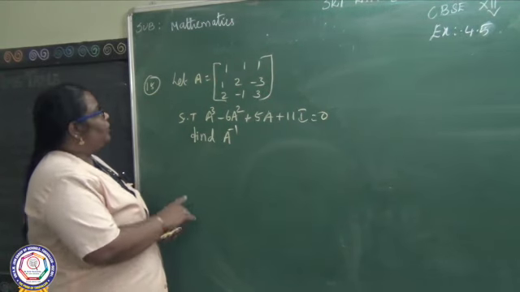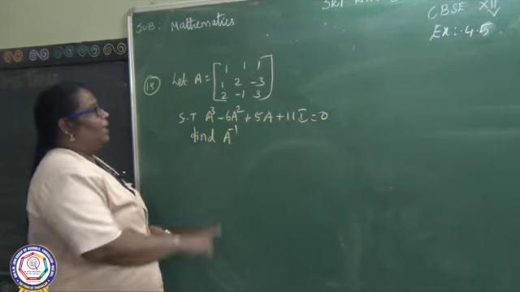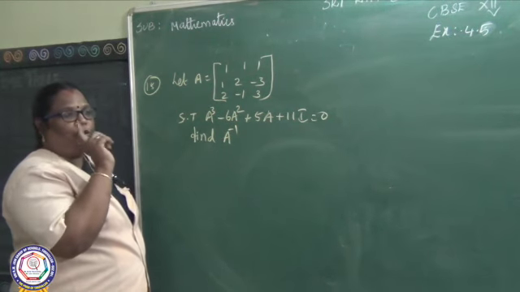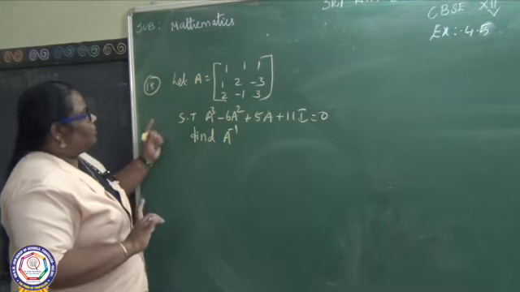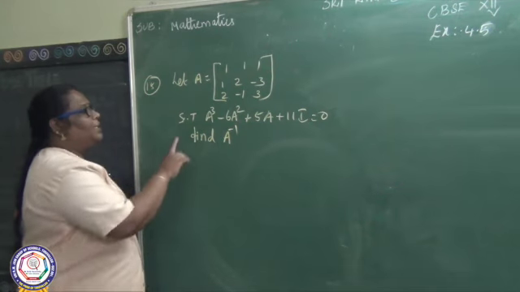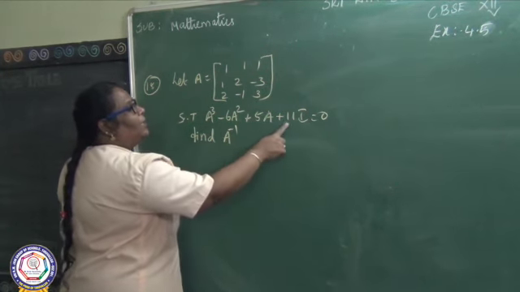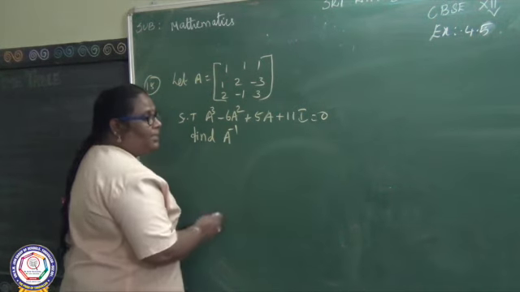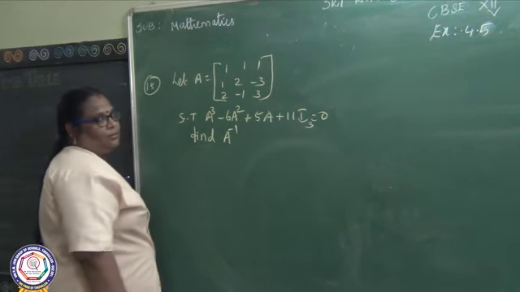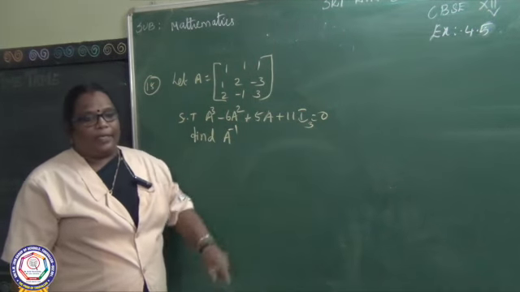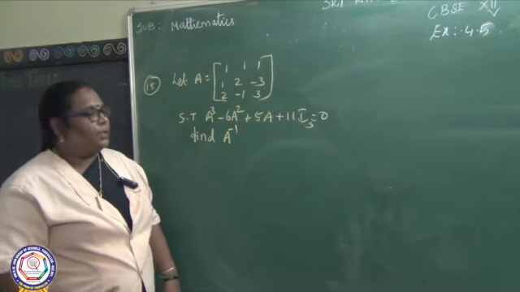Exercise 4.5, 15th sum. Let A equal to, this is a 3 by 3 matrix. I hope you understood the 2 by 2 matrix. Here, we move on to the 3 by 3 matrix. Show that A cube minus 6A square plus 5A plus 11I, where I is the unit matrix of order 3, because it is a 3 by 3 matrix.